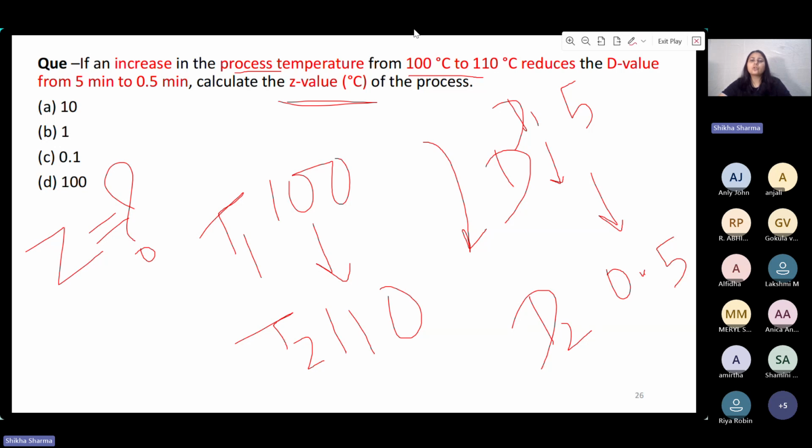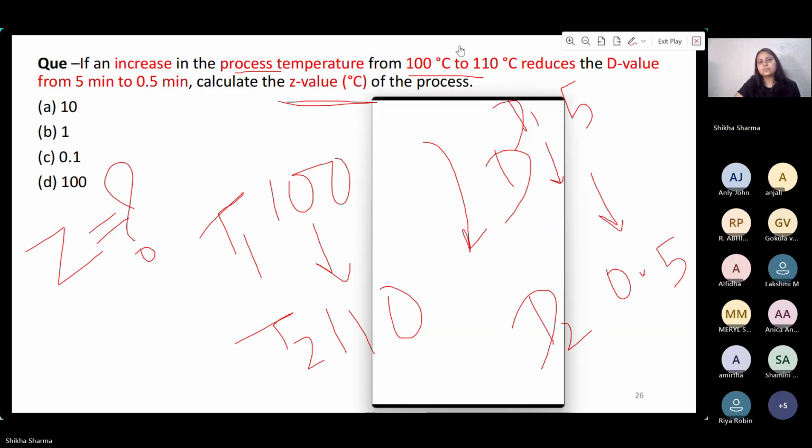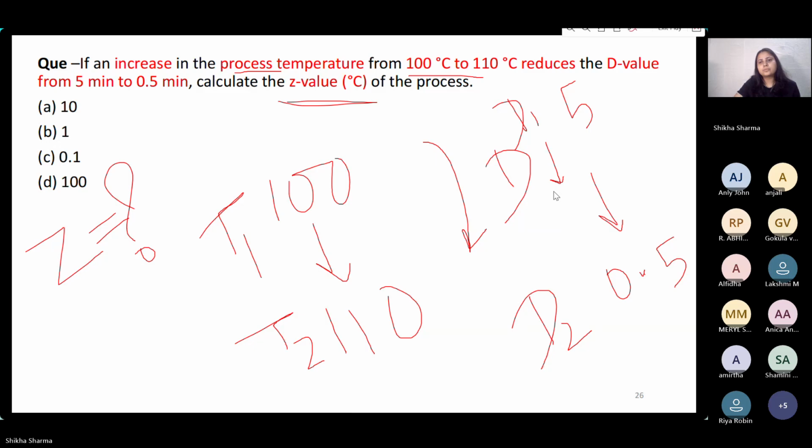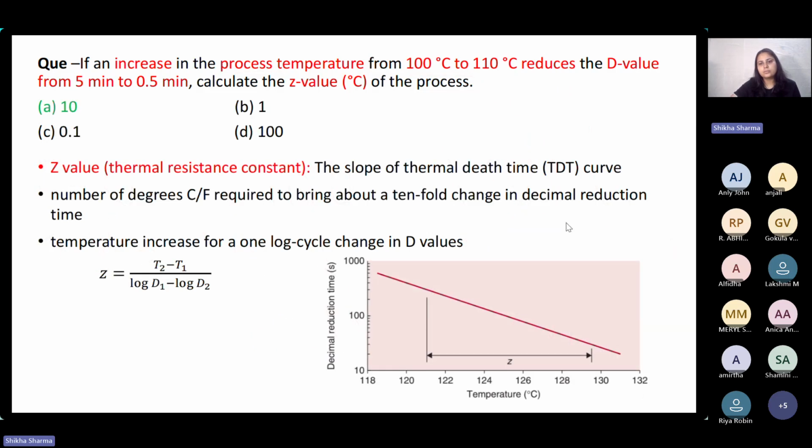Anyone who would like to solve this question? This is simple, we need to put in the formula and we can solve this question. Lakshmi says A, 10. Anjali also A, 10. So they both are correct.